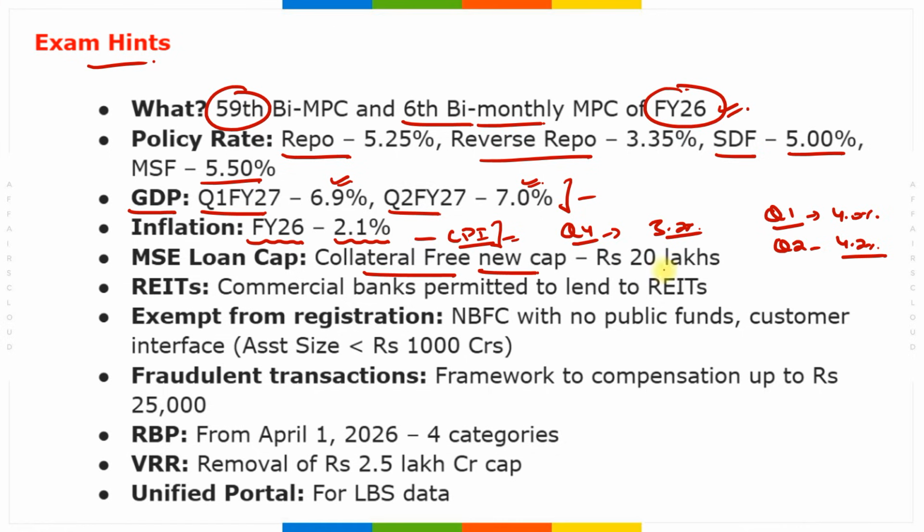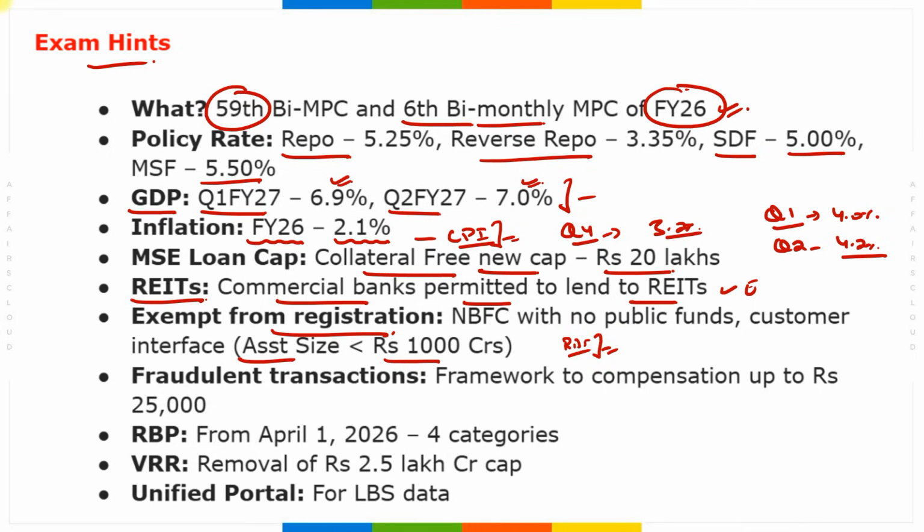Collateral free new cap is rupees 20 lakh. Earlier, it was 10 lakh rupees. Next is REITs: commercial banks are permitted to lend to real estate investment trusts with safeguards, in a move aimed at improving financial access to the real estate sector. Exempt from registration: non-banking financial companies with no public funds or customer interface, whose asset size is less than 1,000 crore, are not required to take any registration. So they will be outside the purview of RBI supervision, compliance and reporting requirements.